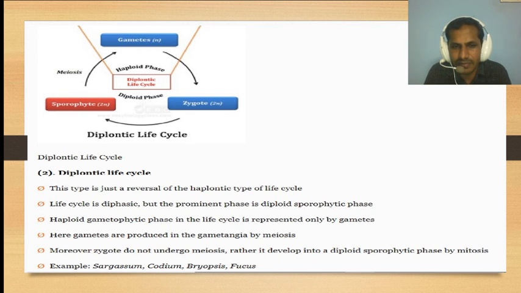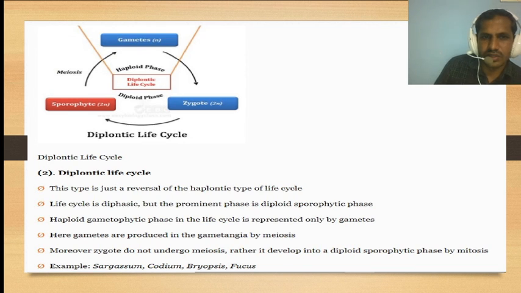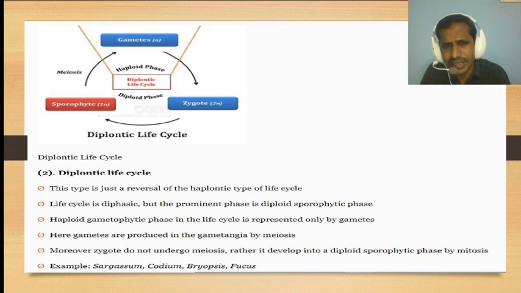The second type of life cycle is the diplontic life cycle. When you look at the pictures, the male and female gametes alone are haploid in nature. The zygote forms with a double nature, and after the zygote it is converted into the sporophyte, then meiosis. This is the diplontic life cycle. This type is the reversal of the haplontic life cycle, just the reverse order.